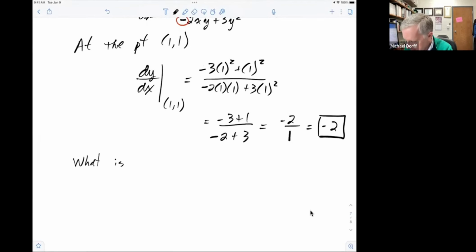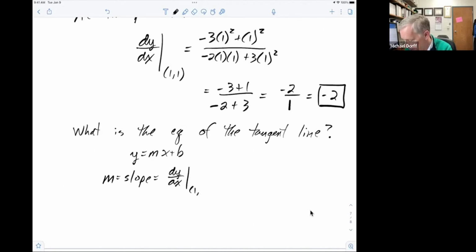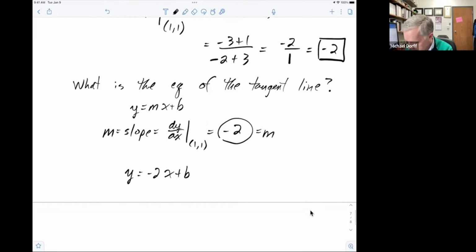What is the equation of the tangent line? Now the problem didn't ask you to do this, but I want to do this just so you can be reminded how to do it, and that you can see that the line I showed in Desmos is the correct line. So what's the equation of a tangent line? It's going to be y equals mx plus b, where m equals the slope, and the slope is the derivative evaluated at that point (1, 1), which we figured out was negative 2. So there's the slope, that equals m. So I have y equals negative 2x plus b, and we're looking at the point (x, y) equals (1, 1).